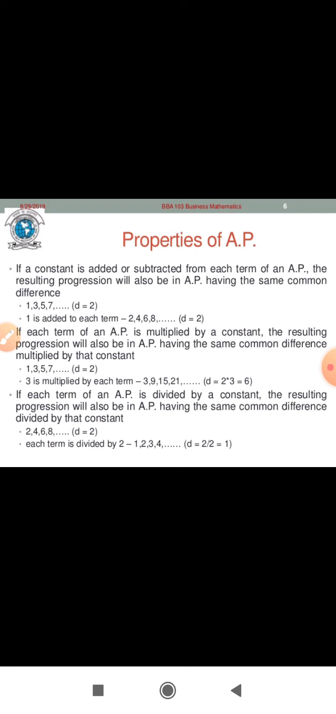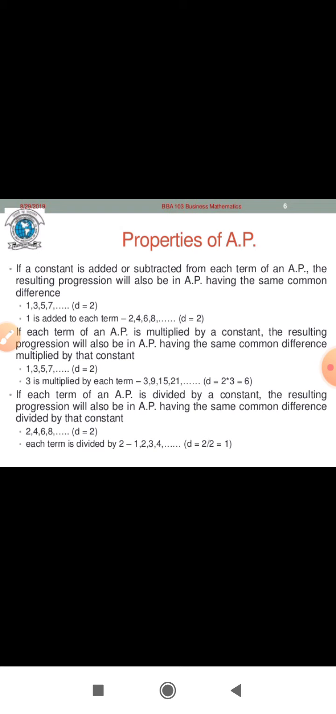If each term of an AP is multiplied by a constant, the resulting progression will also be in AP. 1, 3, 5, 7. Here the common difference will be 2. If this is multiplied by 3, the series becomes 3, 9, 15, 21, and here the common difference will be 6. So the series will again be an arithmetic progression.